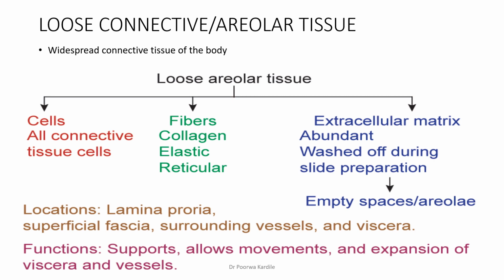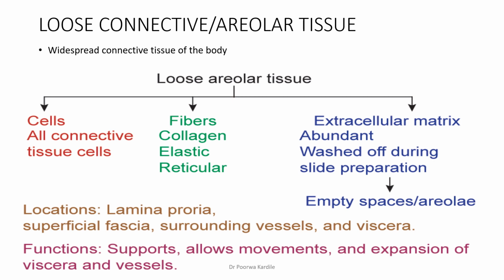Now where is this lamina propria? If we consider any organ, for example in gastrointestinal system, we have four layers: mucosa, submucosa, muscular layer and serosal layer. So in the mucosa we have lining epithelium, and beneath that is the lamina propria. So here we have loose areolar tissue.